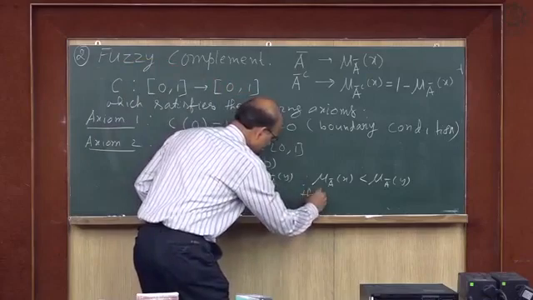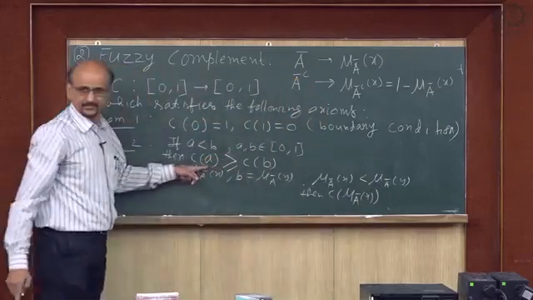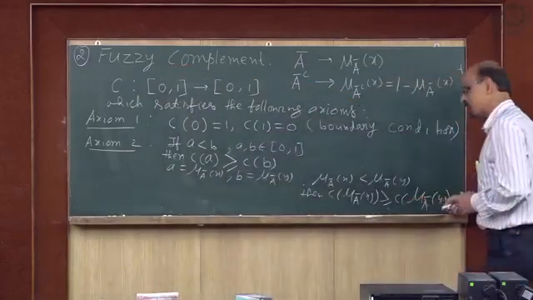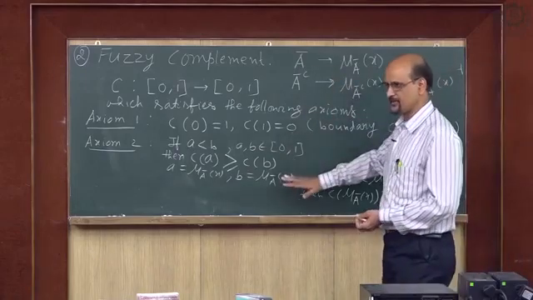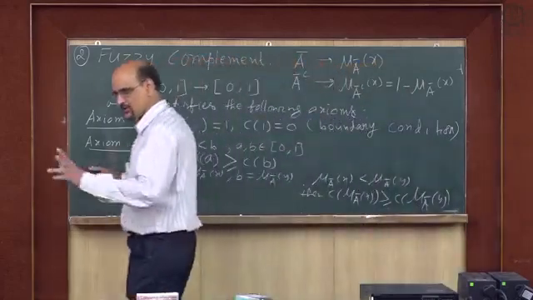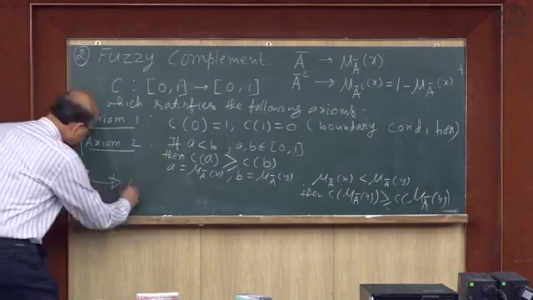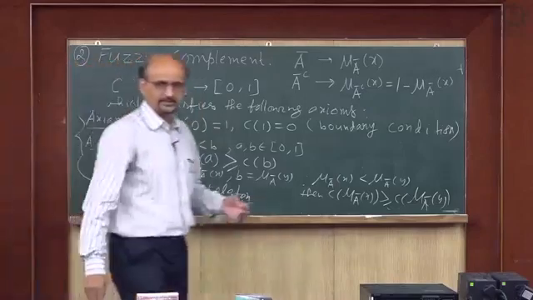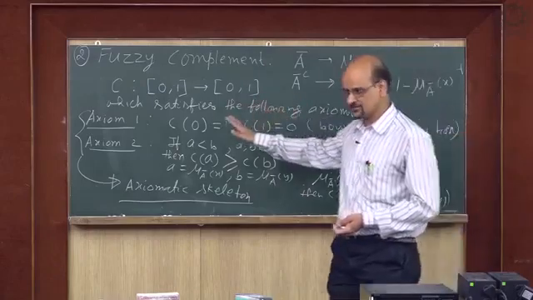If this is the condition, then what will we have for the complement? Then the complement of mu A bar x, as we did for this, will be greater than or equal to the complement of mu A bar y. Clear? It is coming from the same definition of fuzzy complement. So, these are the first two axioms. We actually have 4 axioms, but these two are called the axiomatic skeleton.